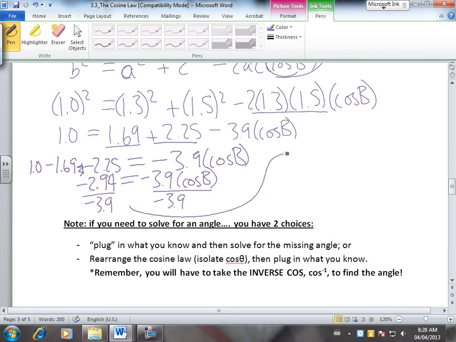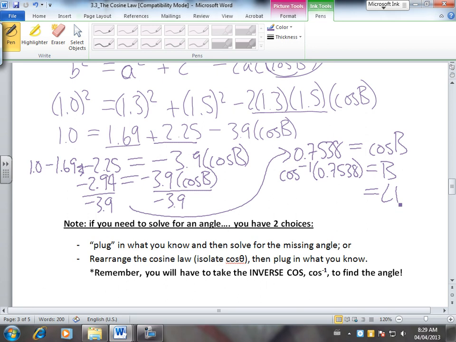We'll bring this over here. So we end up with 0.7538 equals cos B. Now we want B all by itself. The opposite of cosine is inverse cosine. So we have cosine inverse of 0.7538 equals B. And again, this is going to be angle B, so we're going to put this in degrees, and we'll end up with angle B equals 41 degrees.